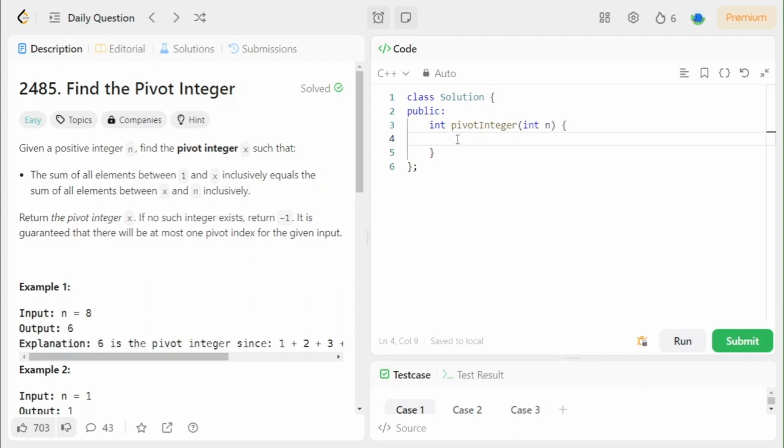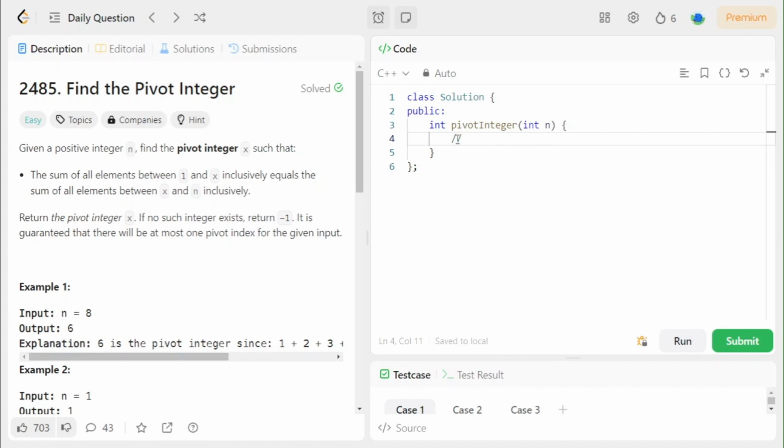Given a positive integer n, find a pivot integer x. What is this pivot integer? It is the x such that the sum of all the elements from 1 to x inclusively is equal to the sum of all the elements from x to n inclusively. So these should be equal. If there is no such pivot integer, we should return -1.